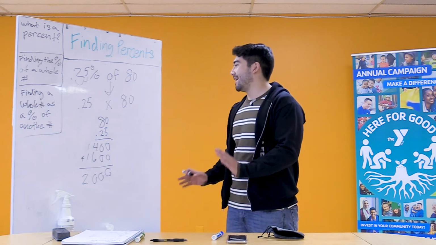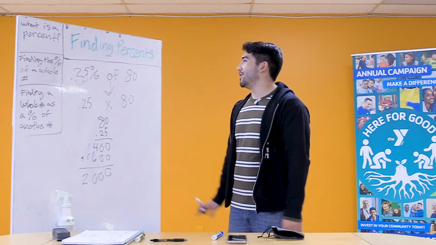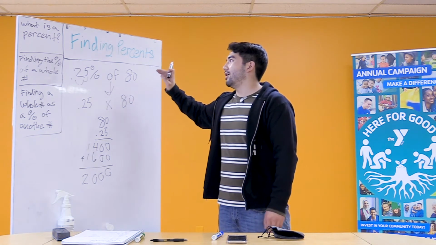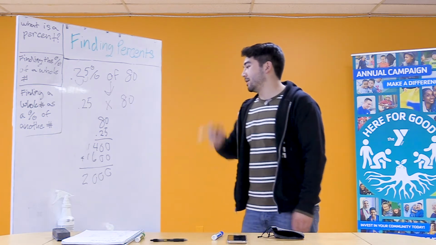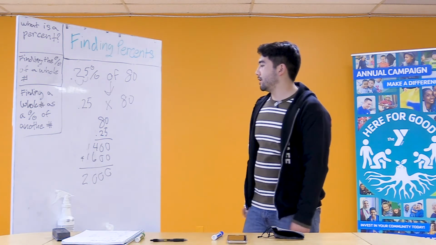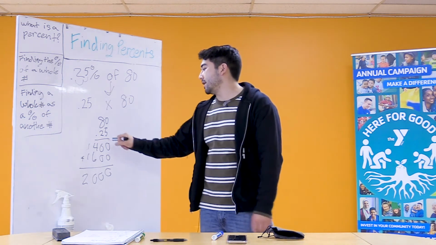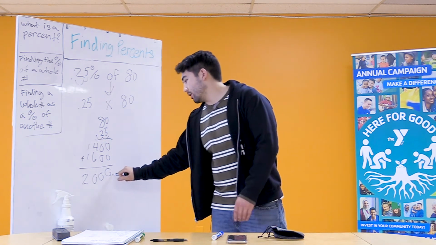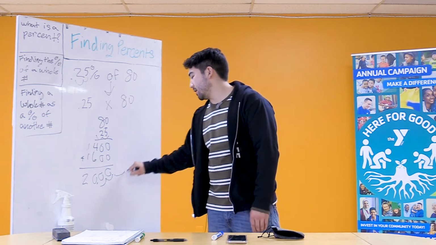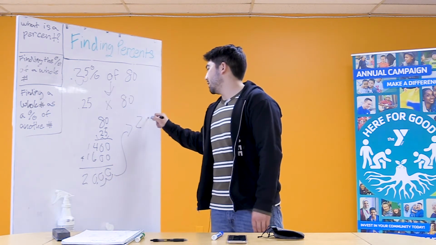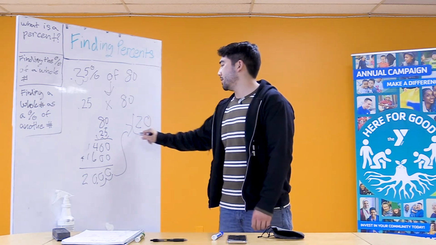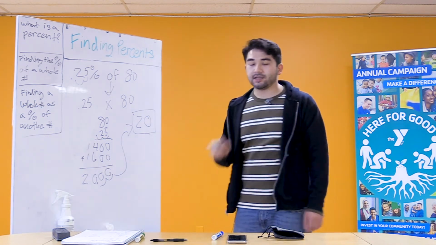25% of 80 cannot be 2,000, because we know that 25% is not full 80, so it has to be less than 80. So what are we going to have to do here? We're going to have to move our decimal place. So since we have 1, 2 there, we have to go 1, 2, and 20 is our answer. So 25% of 80 is going to be 20, and that's how we do it.